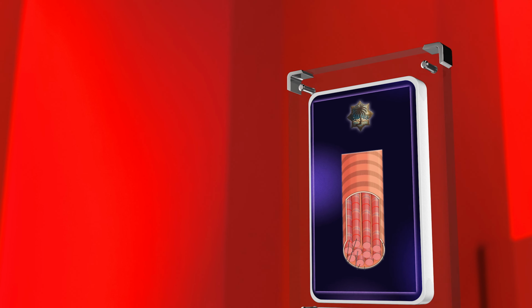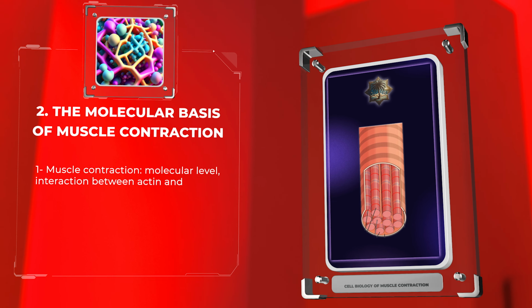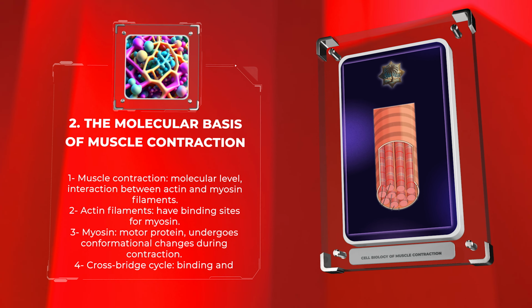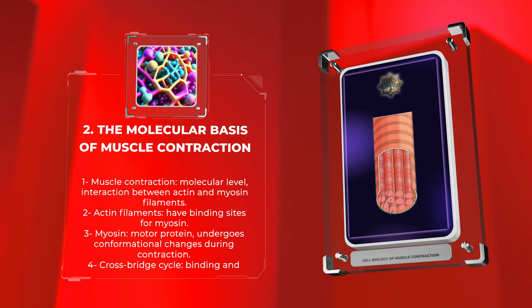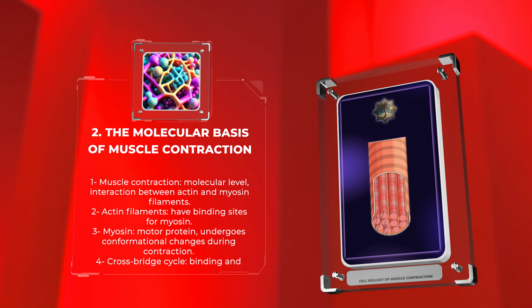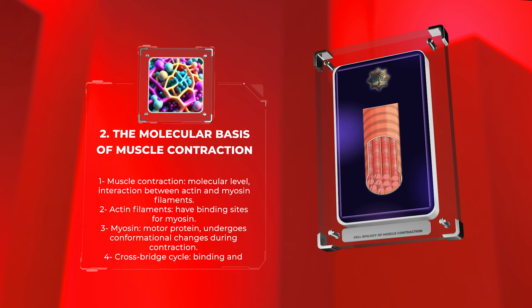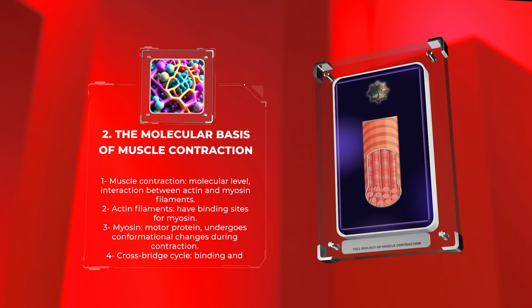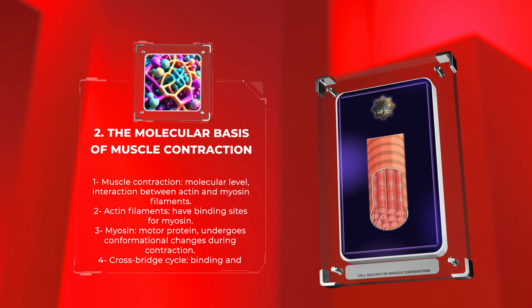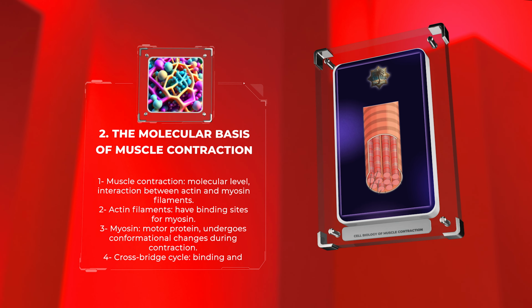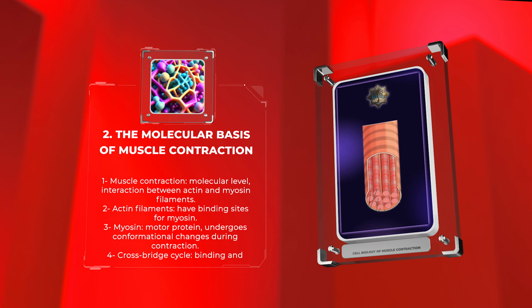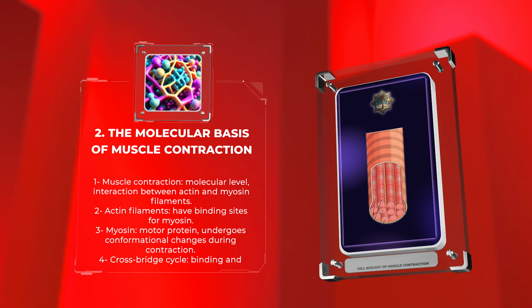At the molecular level, muscle contraction relies on the interaction between actin and myosin filaments within the sarcomere. The thin actin filaments have binding sites for myosin, a motor protein that undergoes a series of conformational changes during contraction. This mechanism, known as the crossbridge cycle, involves the binding and detachment of myosin heads to actin, resulting in the sliding of actin filaments toward the center of the sarcomere.